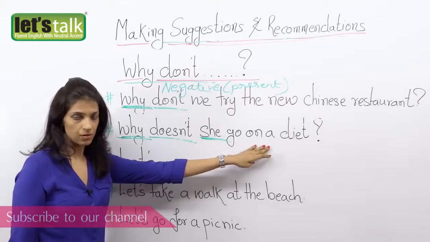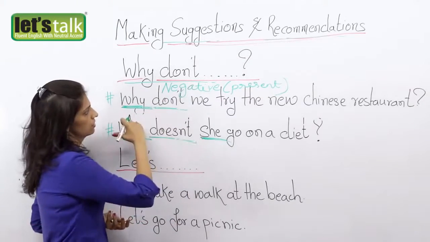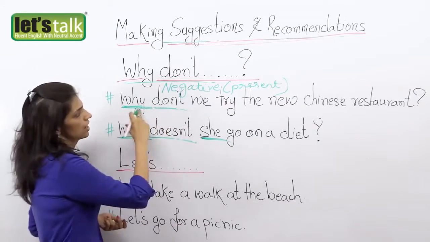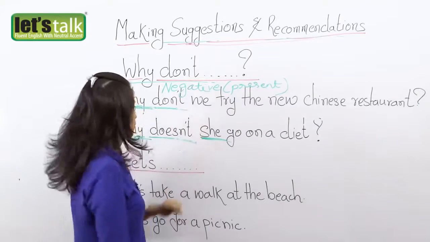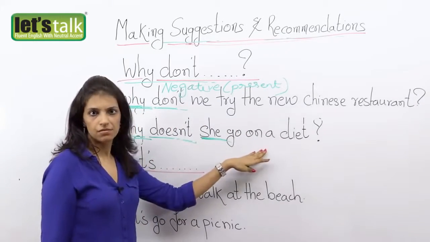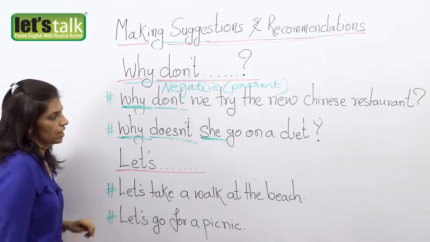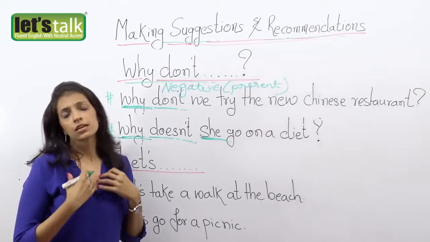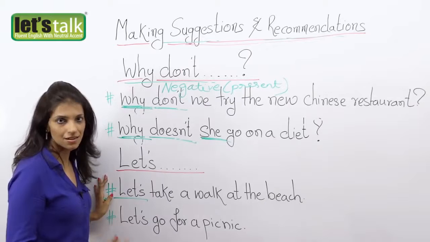Okay, now please remember, you can even use how about or what about. They're interchangeable, like I said. So you can say how about trying the new Chinese restaurant, or how about the new Chinese restaurant. Okay, or what about going on a diet. Okay, now the next is let's. We use this when we make a recommendation, and of course you're part of it because this is a contraction of let us.